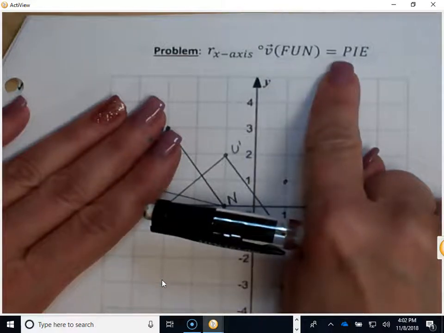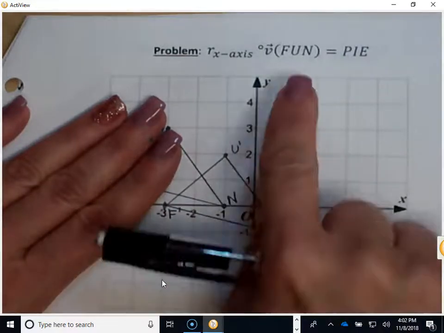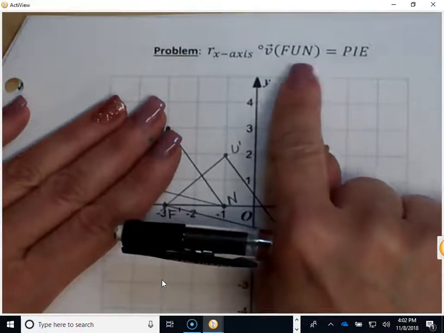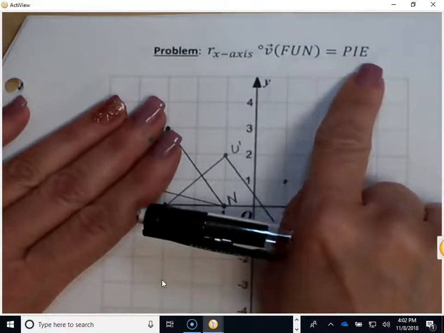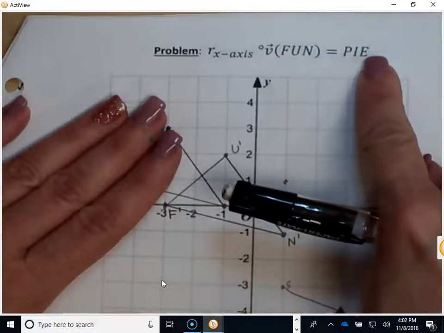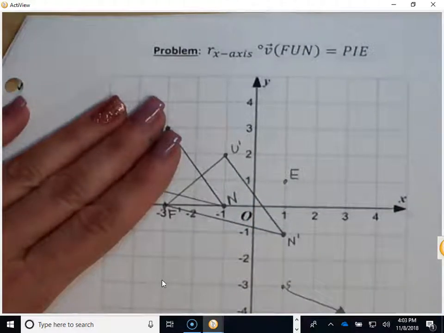F is going to become P, so my F prime is going to become P prime, or sorry, P. My U prime is going to become I, and then my N prime is going to become E after I reflect them. So N prime is up here now, or N double prime would be there, but now since N was the last letter, E is the last letter, I now label it E. I hope that's not too confusing. They just wanted to change up the letters on you. So for our image, we need to label that point E.